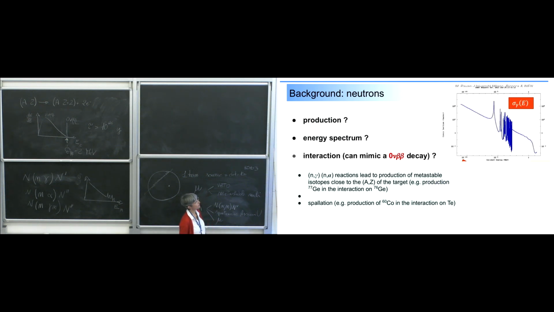So here you see an example of the cross-section. I'm not sure, maybe it is on germanium. There is a database online from the National Institute of Standards in the US where you can download all the cross-sections. So I don't remember if I downloaded that of germanium or that of tellurium, but in any case, it's just to give you an idea.